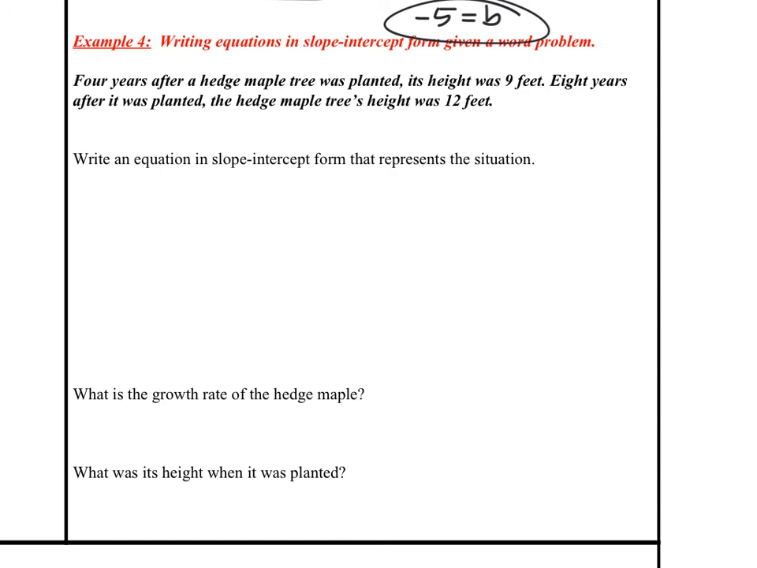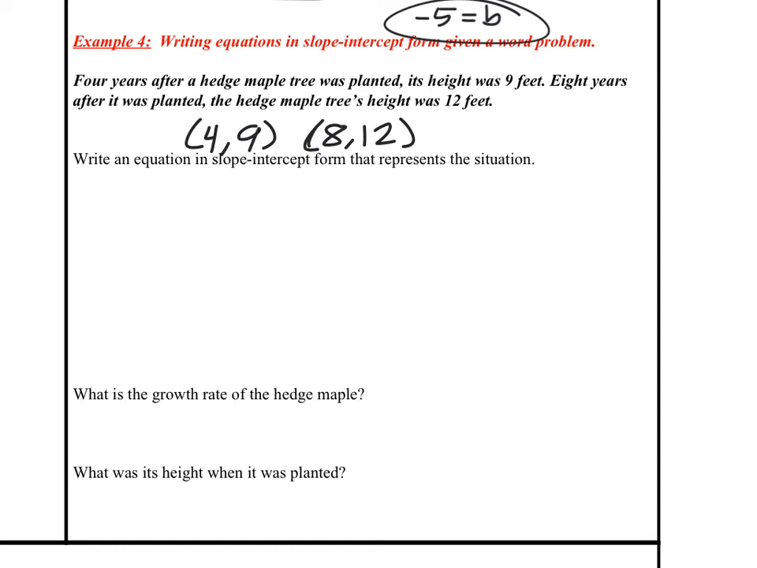Last one. 4 years after a hedge maple tree was planted, its height was 9 feet. 8 years after it was planted, the hedge maple tree's height was 12 feet. So just like the last one, you can write 2 points from this. 4 years after the tree was planted, the height was 9 feet. 8 years after it was planted, the height was 12 feet. So let's write an equation.